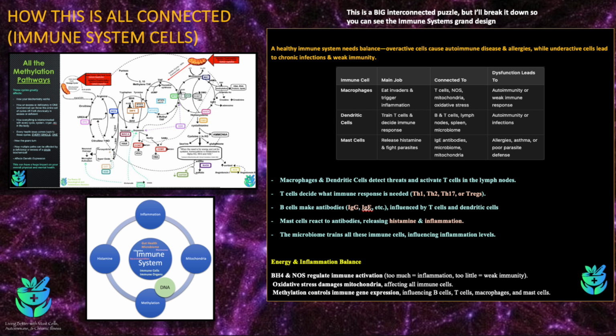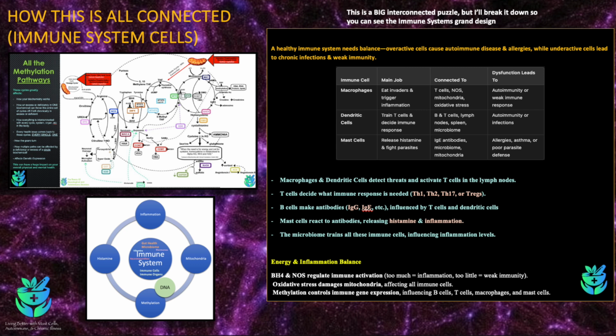So, macrophages and dendritic cells detect threats and activate T cells in the lymph nodes. T cells decide what immune response is needed, Th1, 2, 17, or Tregs. B cells make antibodies, IgG, IgE, etc., and they are influenced by the T cells and dendritic cells. Mast cells react to antibodies, releasing histamine and inflammation. The microbiome trains all of these immune cells and influences inflammation levels.